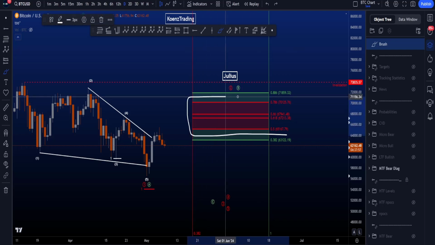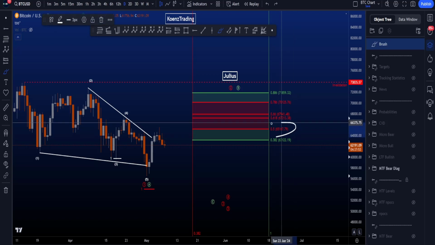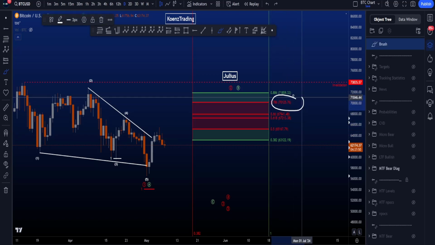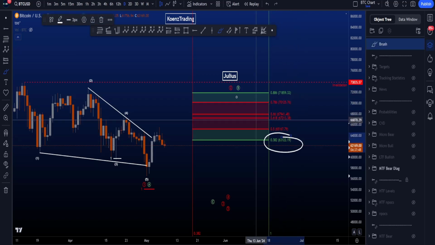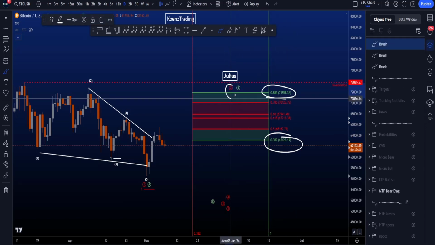The common target area for your wave 2 is the red box here between the 0.5 and the 0.786, which is 65.1k and 70.1k. The 382 for a wave 2 is less common, and the 886 for a wave 2 is very rare.